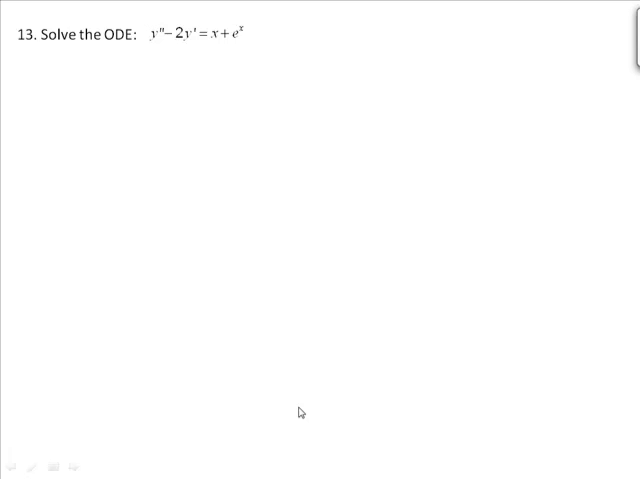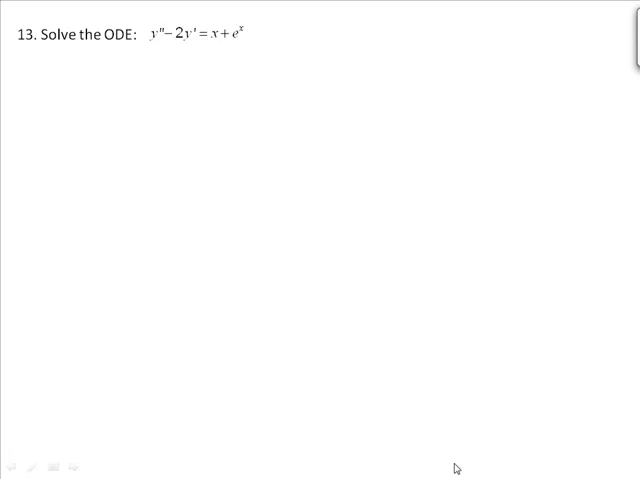Finally, number 13. I'm going to solve the ODE y double prime minus 2y prime equals x plus e to the x. So here you could solve this using Laplace transforms if you want. You could solve it using the methods from chapter 4. If you want, there are other ways that you could solve it. You could use reduction of order. You could use variation of parameters.